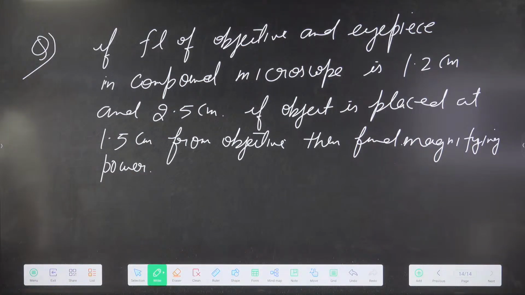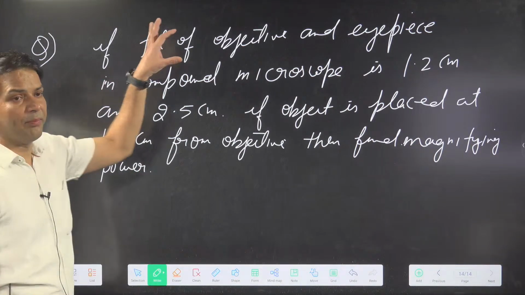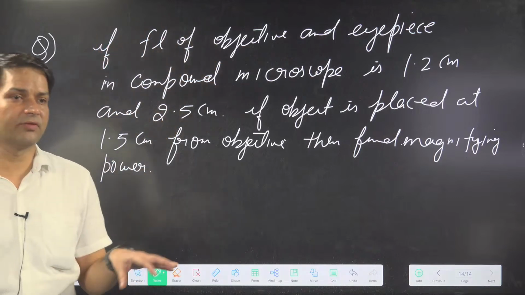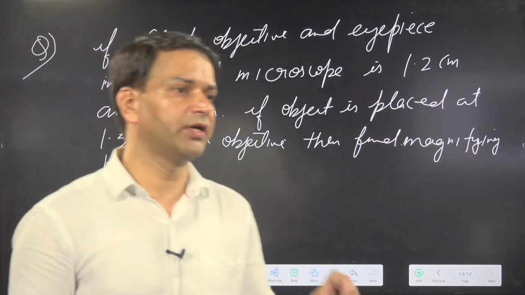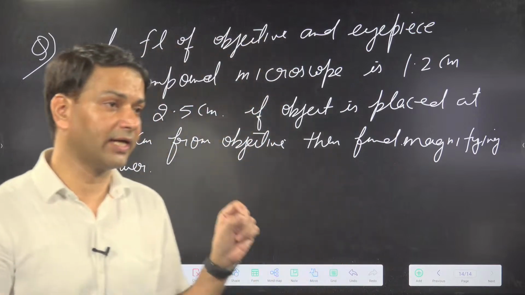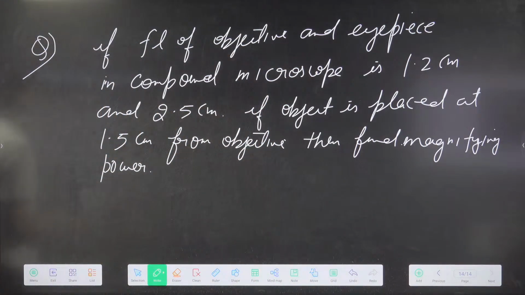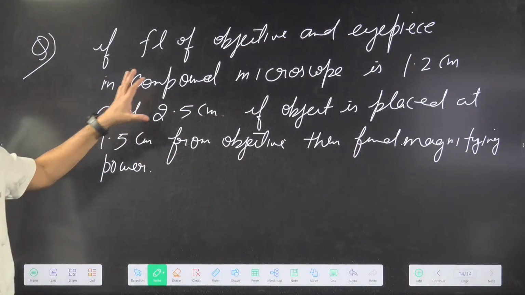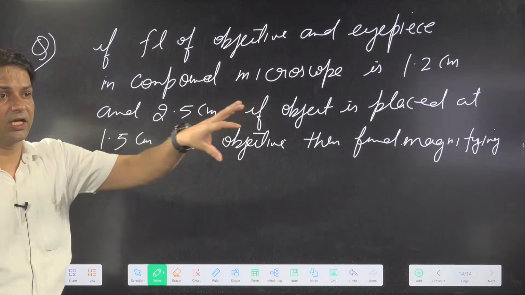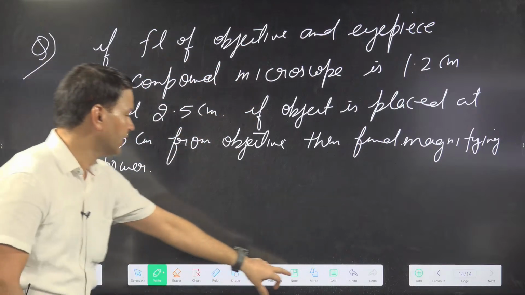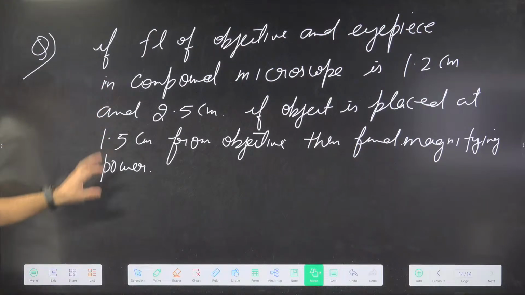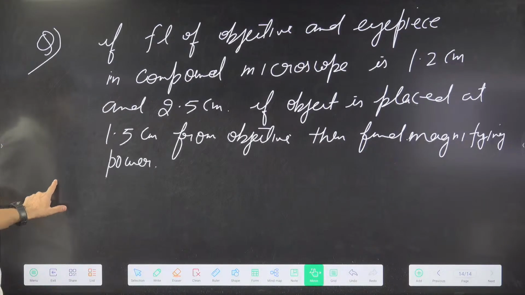Okay, if in the case of microscope they have not mentioned where the final image is formed, then we will always take the final image to be formed at capital D. In the microscope, if they have not mentioned where the final image is formed, we will always take the final image formed at capital D. Okay, so here we will consider the final image is formed at capital D.